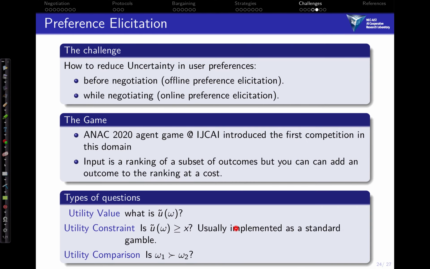Preference elicitation is a related problem. Here you also have uncertainty in user preferences, but you are allowed to ask questions to reduce this uncertainty. Again, that was the game of the ANAC competition main league in 2020, just last year, and it's again far from being solved. There are many types of questions you can ask. For example, you can ask about utility values, about utility constraints. Is the utility of some outcome better than a value or not? Or even just utility comparison between outcomes for me. Usually the questions are assumed to have a cost, and your goal is to maximize utility while minimizing cost.